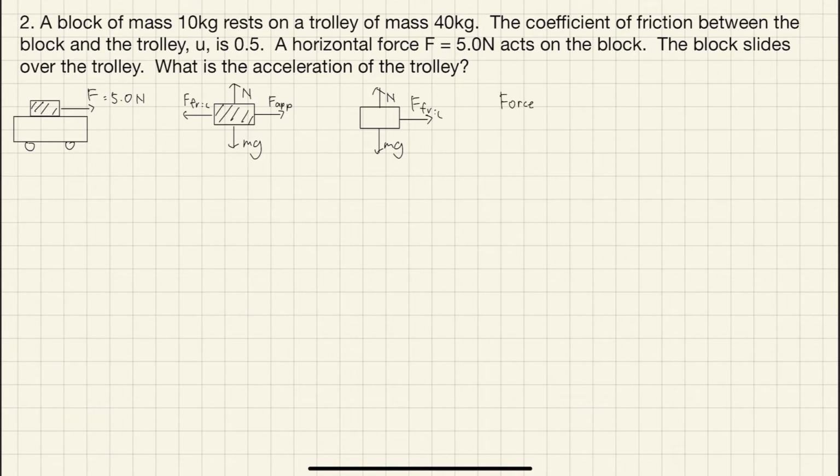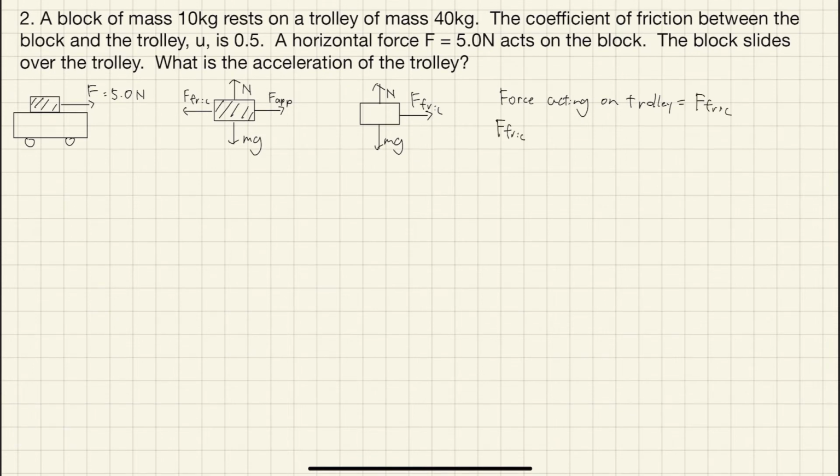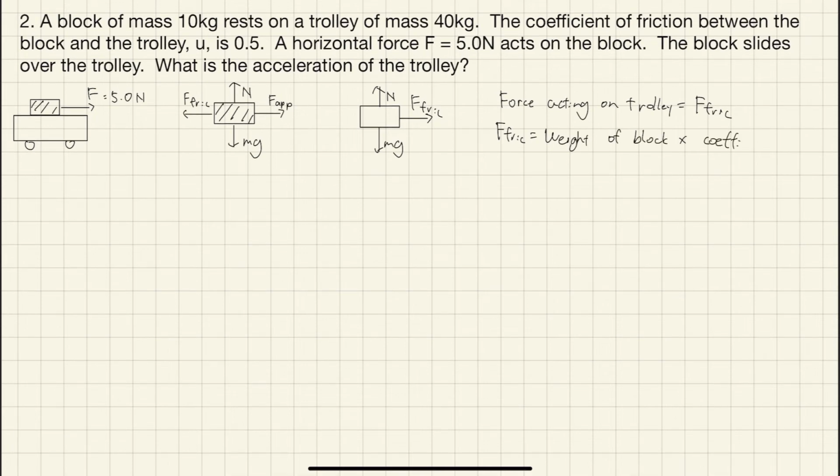Using these two free body diagrams, we can find the force acting on the trolley is equal to the frictional force on the block. Therefore, the force of friction will be equal to the weight of the block times the coefficient of friction given to us. This can be rewritten as mu times mg, or 0.5 times 1 times 9.81. Notice the mass is equal to 1, since both the object and trolley can be divided by 10 kilograms. This will get us a total frictional force of 4.91 newtons.